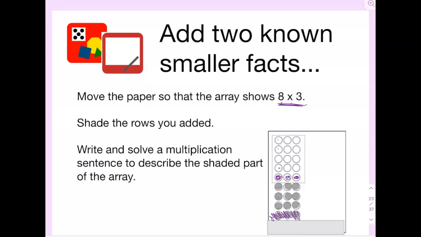Now we want to write a multiplication problem to show the shaded part of that array. So we added 1, 2, 3, 4 more times 3, which equals 12. Okay?